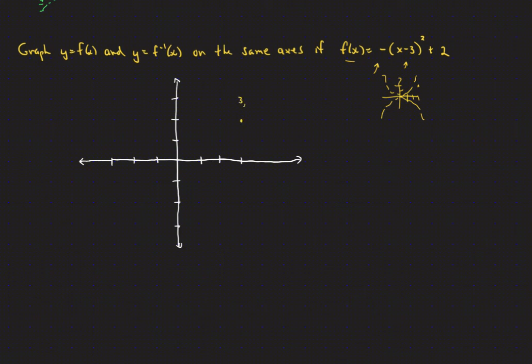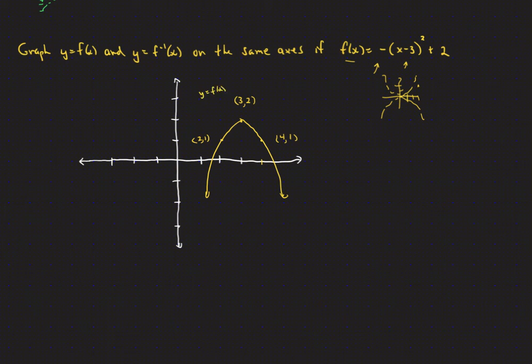So I'm going to call that (3, 2). And I'm going to plot another couple of points because I think this will help us with our inverse. And since there's no horizontal or vertical stretch or shrink, we're going to go right 1 and down 1 and left 1 and down 1. So that point is going to be (4, 1), and this one will be (2, 1). And I'm going to draw that parabola. So there's our original y equals f of x in the yellow.